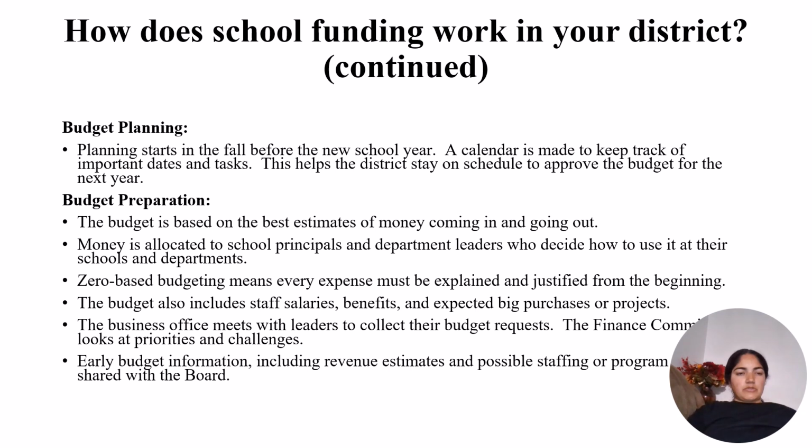The next step is budget preparation. The budget is based on the best estimates of money coming in and going out. Money is allocated to school principals and department leaders who decide how to use it at their schools and departments. Again, zero-based budgeting means every expense must be explained and justified from the beginning. The budget also includes staff salaries, benefits, and expected big purchases or projects.